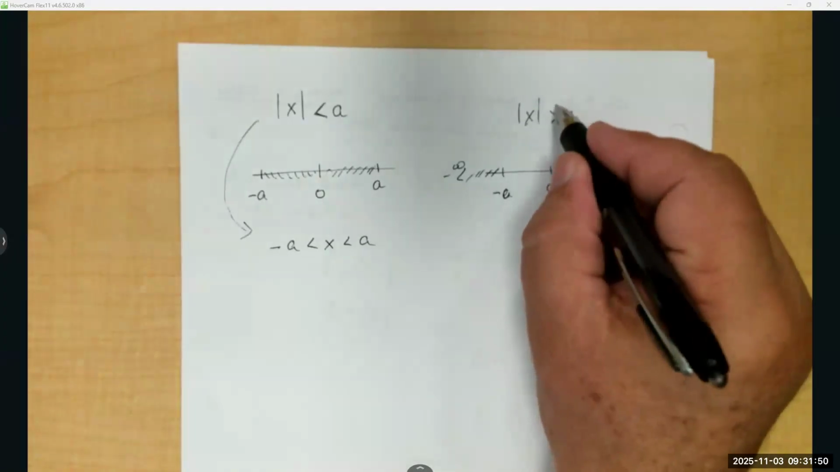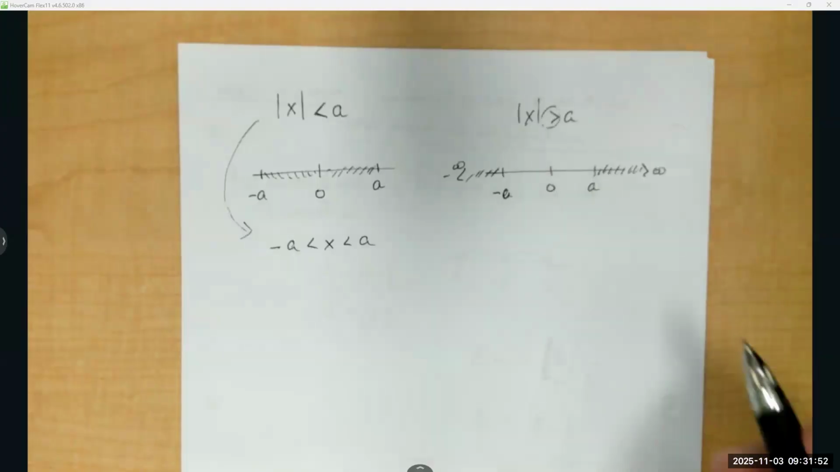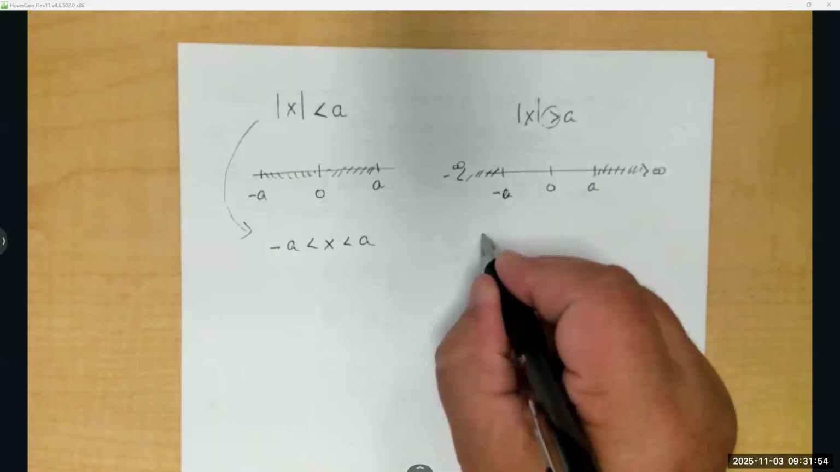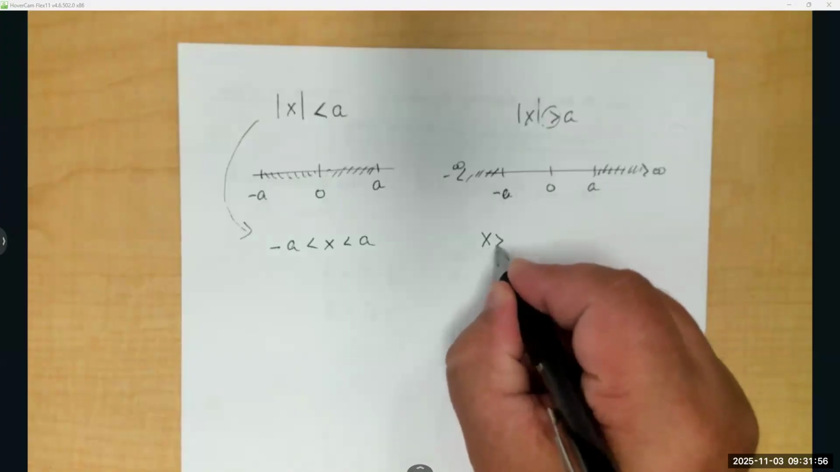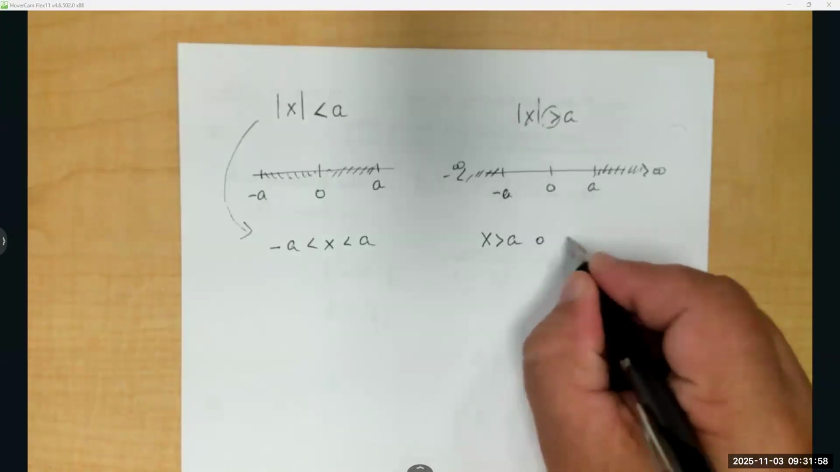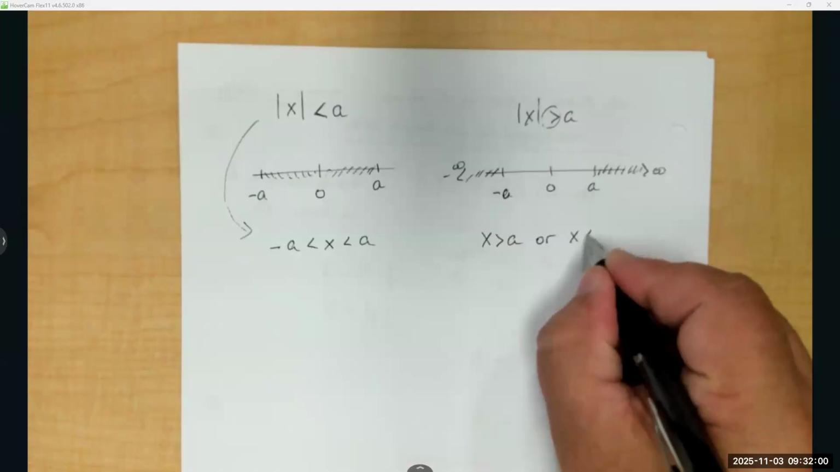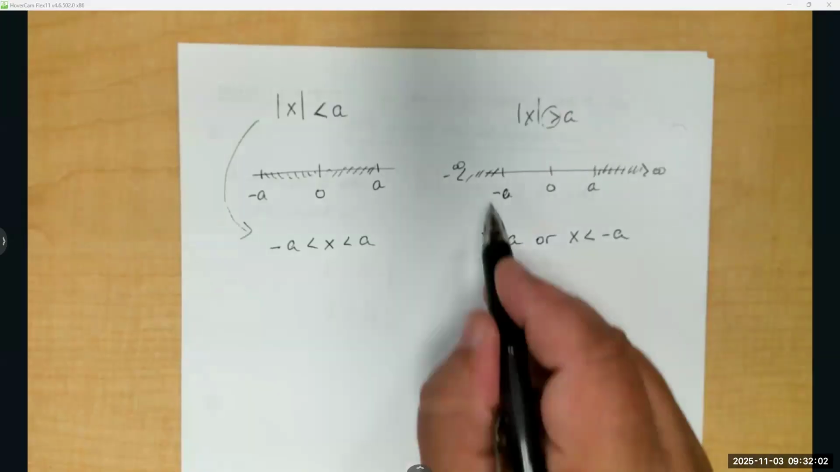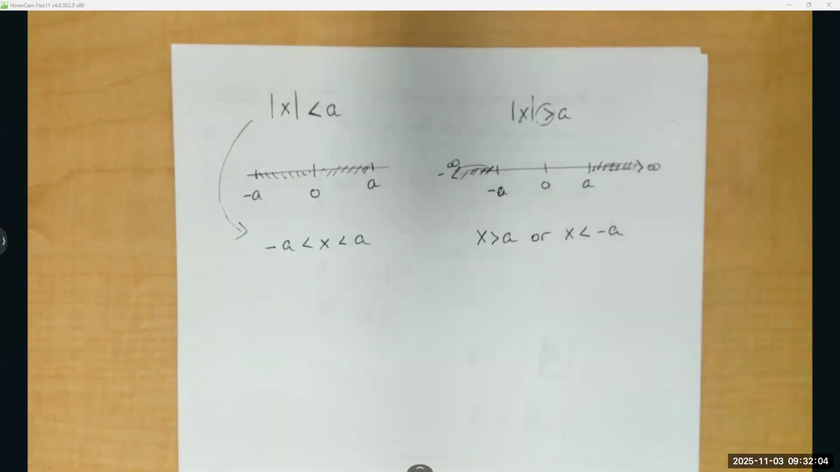So if you have an absolute value with a greater than symbol, the answer is going to be x is greater than a, or x is less than negative a. It has to go opposite directions. It's going away from 0. So those are your formulas.